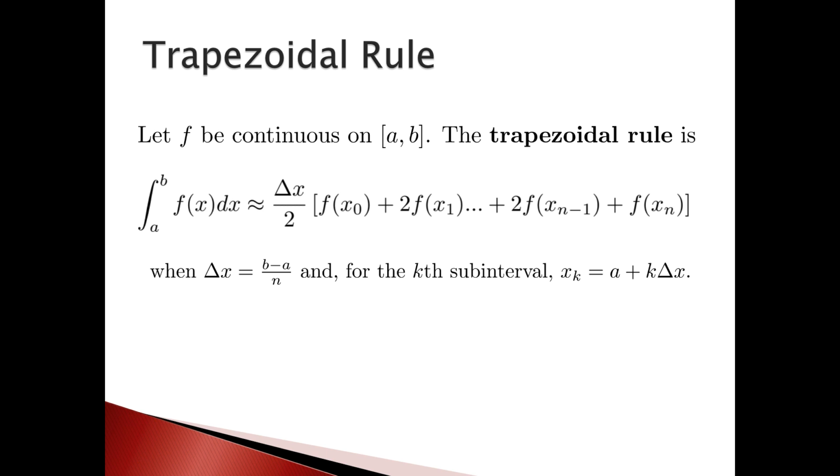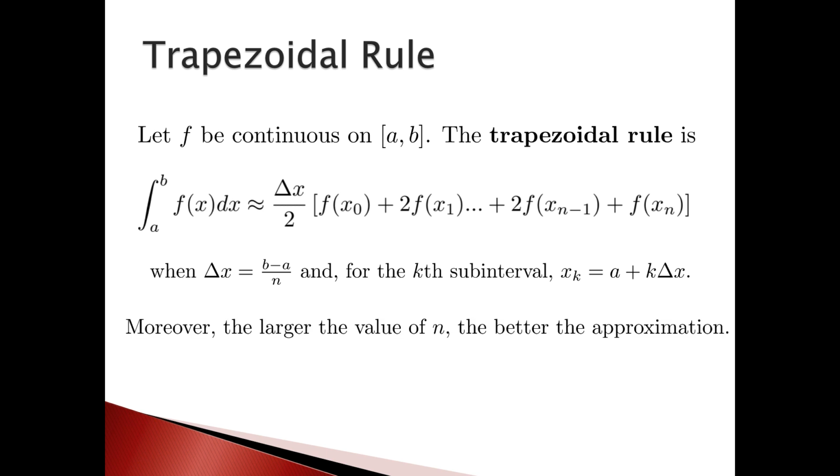So if I'm integrating from a to b, then I find the distance from a to b, which, remember, I have to subtract the big number minus the small number, so that's b minus a, divided by n, which is how many subdivisions I'm taking. That tells me how long each subdivision should be. Okay, so that will be my delta x.